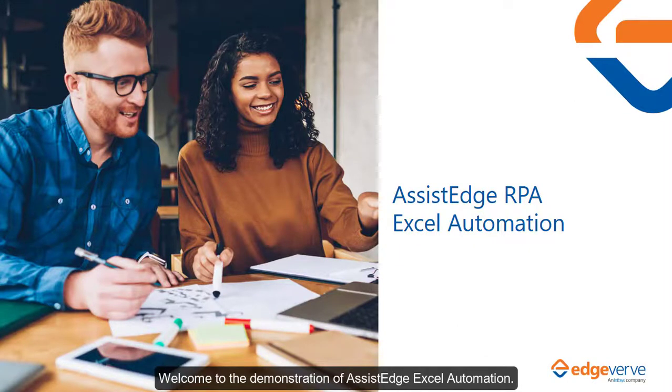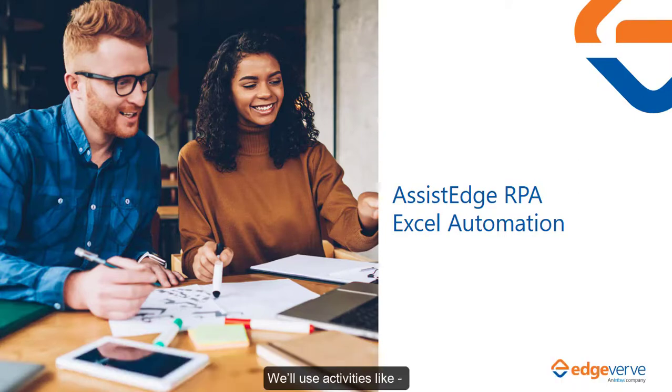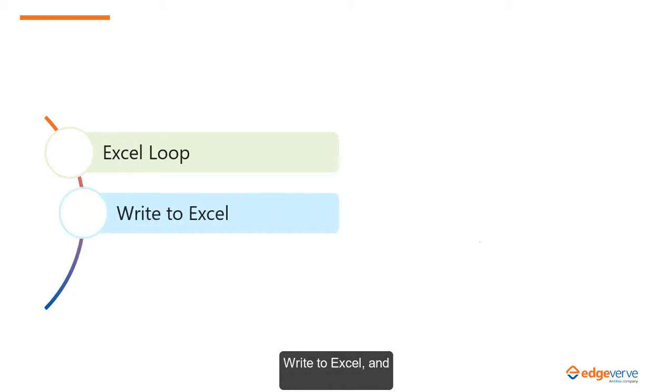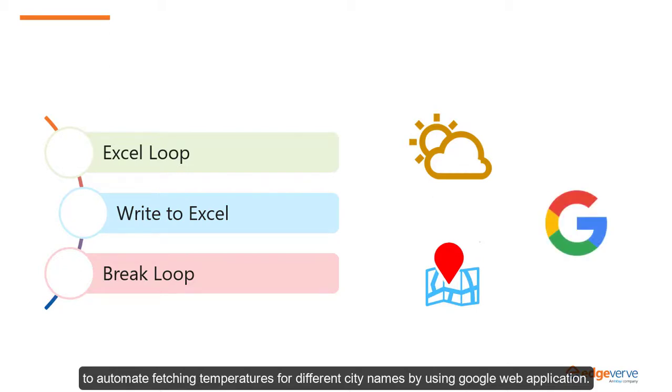Welcome to the demonstration of Assistedge Excel Automation. In this demonstration, we are going to implement Assistedge Excel Automation activities in an automation process. We will use activities like Excel loop, write to Excel, and break loop to automate fetching temperatures for different city names by using Google Web Application.